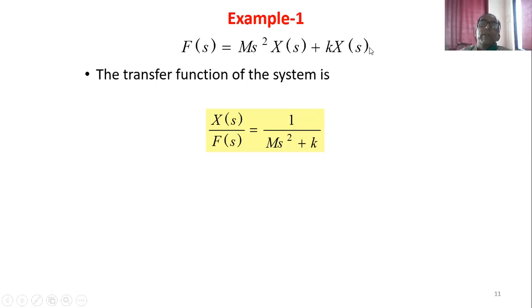Okay, then how is the transfer function written? Transfer function is the ratio of output by input. What is the output? X is the output, so x of s is the output. If I take the ratio x of s upon F of s, what remains is 1 upon ms square plus k. So this is the transfer function of my simple spring mass system, friends. This is how I get the transfer function of a given spring mass system.